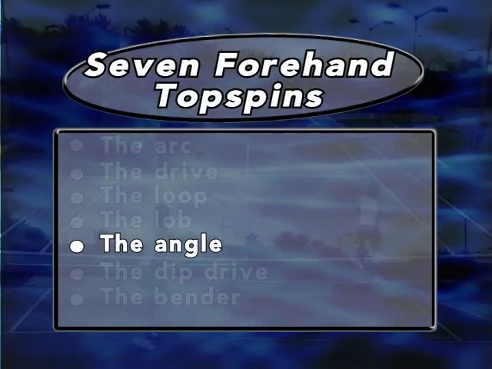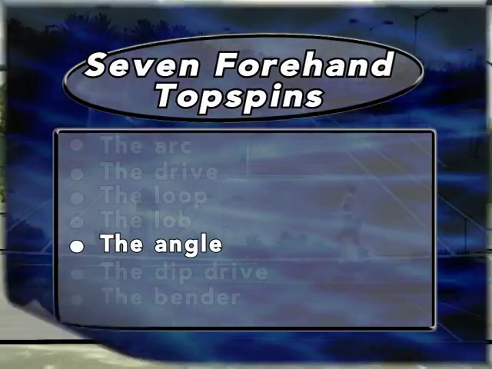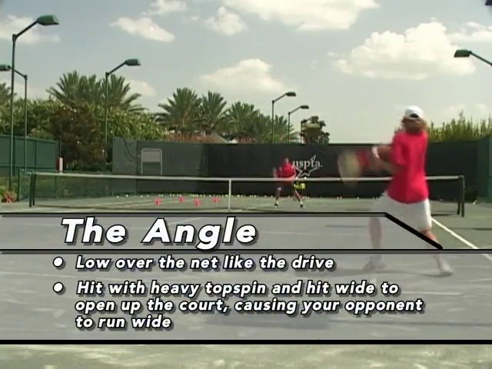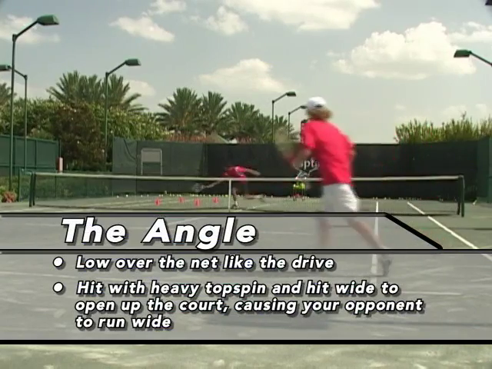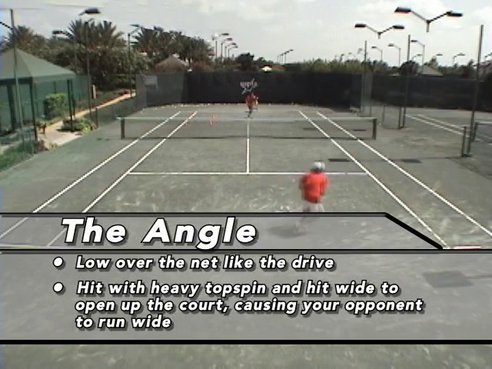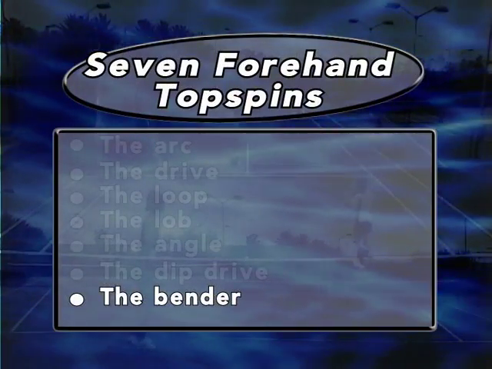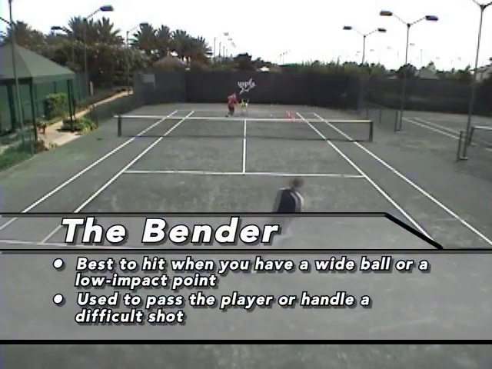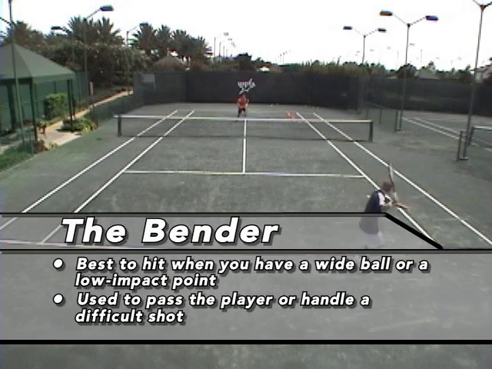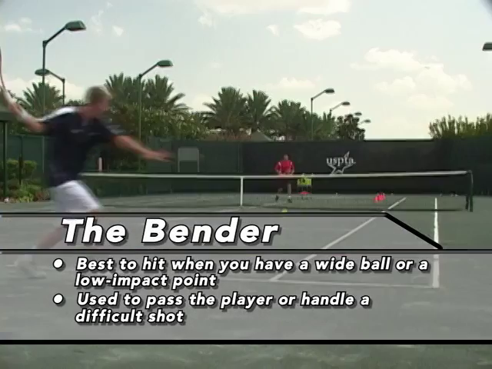The angle, low over the net like a drive, heavy topspin, and hit very wide to open up the court and really make your opponent run wide to chase the ball down. And the bender, great to hit when you've got a wide ball or from a low impact point, used to pass the player or handle a difficult shot and give them some trouble right back at them.